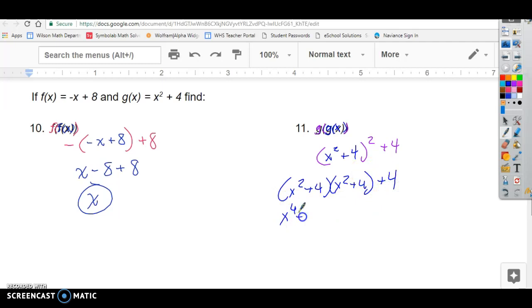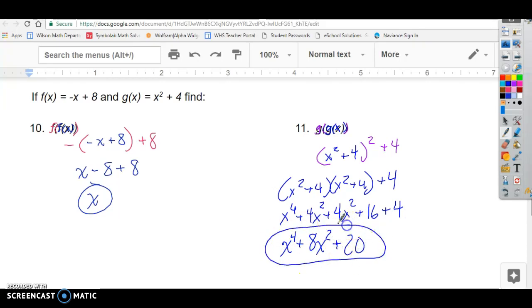So if we FOIL, you're going to have x to the 4th plus 4x squared plus 4x squared, and then 16. Let's combine like terms, so it'll be x to the 4th plus 8x squared plus 20. Okay.